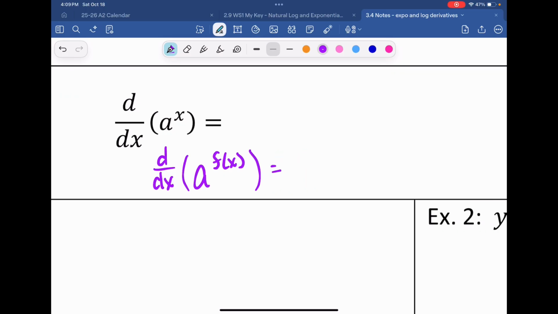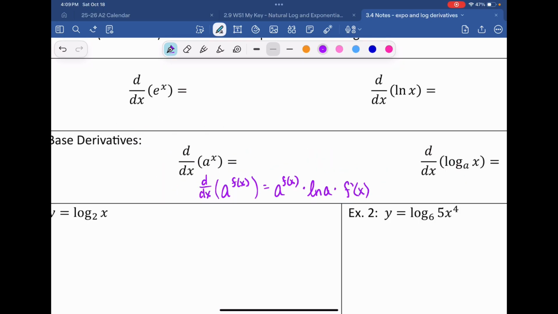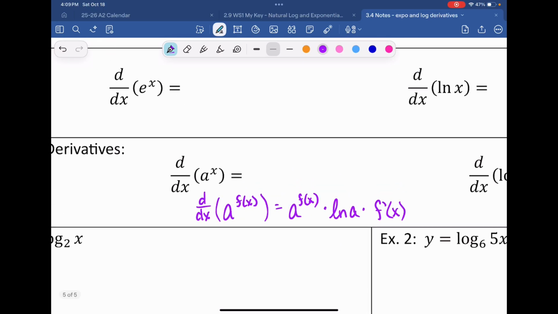Okay, so the derivative of a to the f of x is a to the f of x times the ln of a times f prime of x. So if we consider that with e to the x, e to the x is still an exponential function, so I can use this. So the first thing it says is a to the f of x.